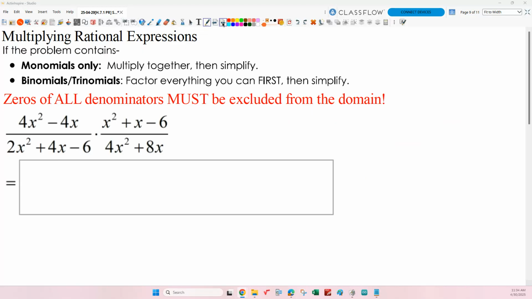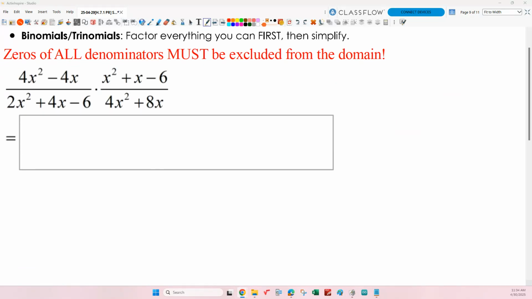Okay, we're going to talk about multiplying now. So there's a little process. If you have monomials, you can just multiply and then simplify. If you have binomials or trinomials, you'll factor and then simplify. Does that make some sense? Okay, so if we factor this example, what would my numerator become?